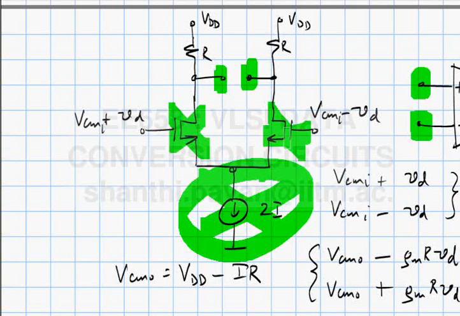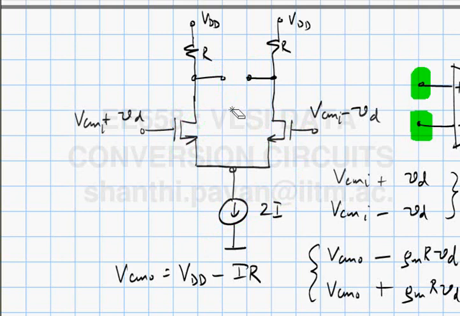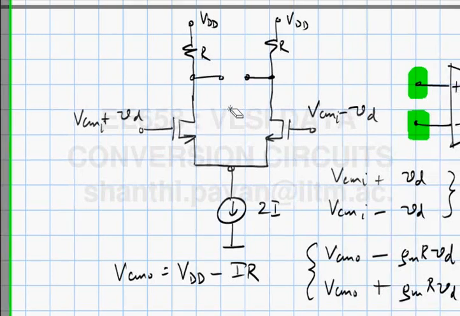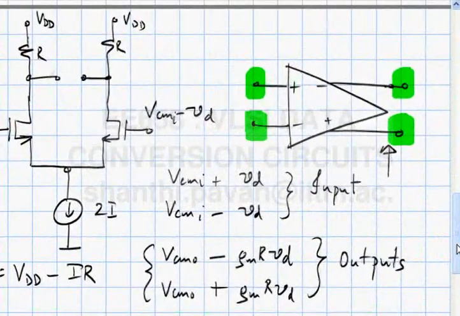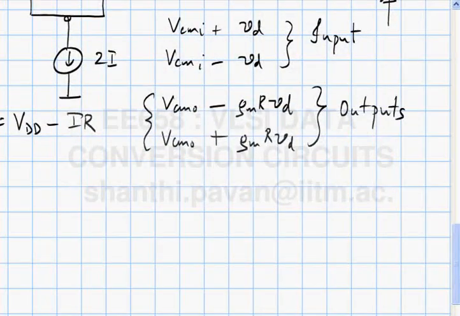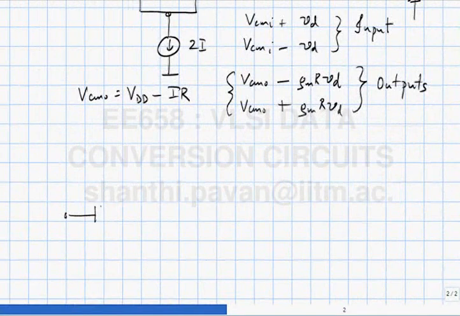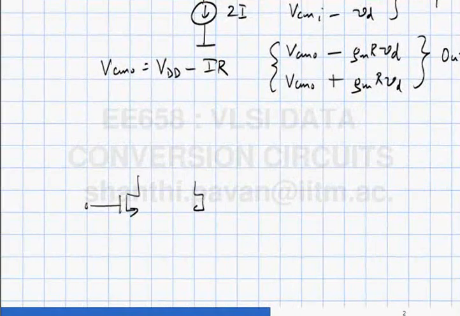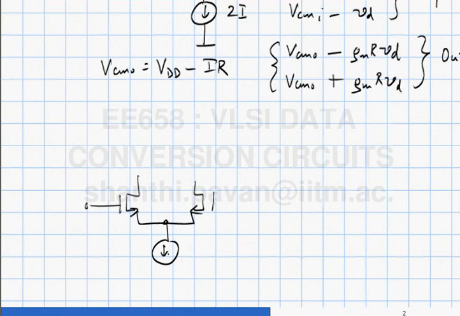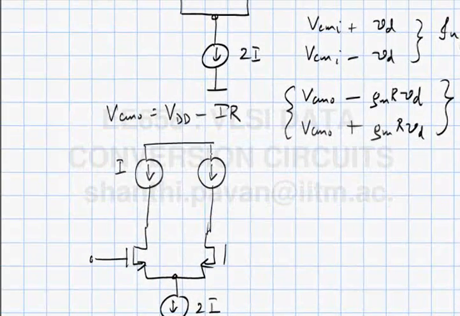So a better strategy is to use a current source in place of a resistor. So to get better gain, what I would do would be to do this. What current should I put here? I. Is that clear?